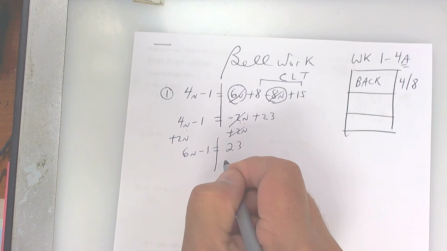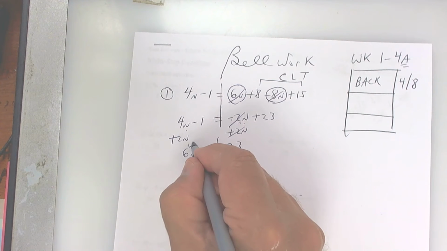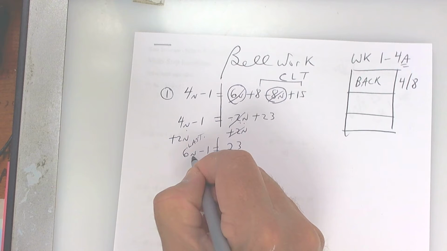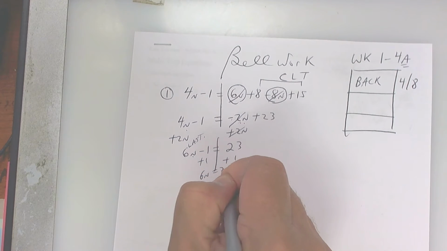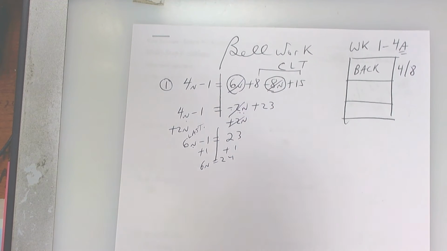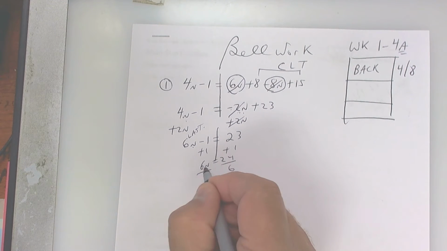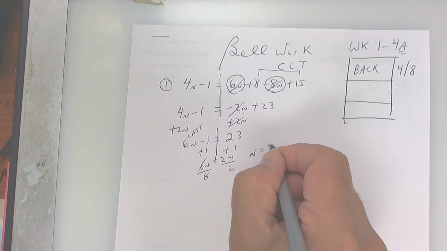And then this is just a two-step equation. You're going to get rid of this one last because it's with the variable. So you want to add 1 and get 24. So 6n is equal to 24. And then you want to divide by 6. And that should be 4, should be your answer.